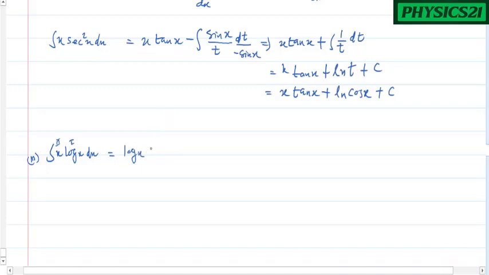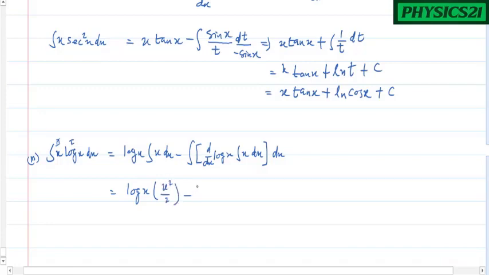It is log x, integration of second, x dx, minus integration of the derivative of first, d by dx of log x, times integration of second, x dx. Further, log x, integration of x will be x square by 2, minus integration, derivative of log x is 1 by x, times integration of x, which is x square by 2.